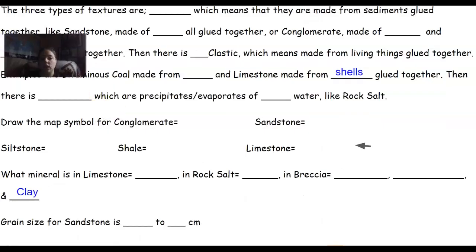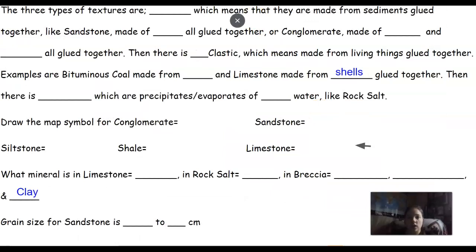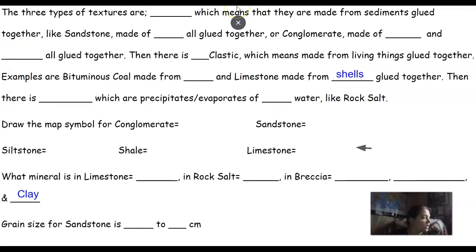So there are 3 types of textures, and you can find this in your reference table. The textures are all the way over here. So first you have clastic, which means they're made from cemented, glued together. So this is all glued together, like sandstone, made of sand, or conglomerate made of pebbles and sand and cobbles, all glued together.